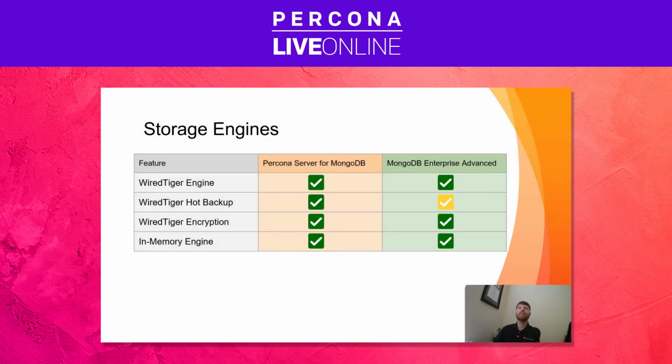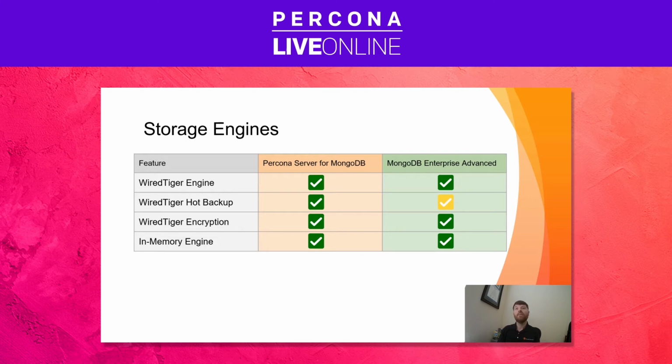So then the next enterprise feature we're going to discuss is storage engines. And sometimes I get asked about this. What's the difference in performance or storage engines between MongoDB Enterprise and Percona Server for MongoDB? Usually the answer to that is there's no difference really. The WiredTiger storage engine is the same, so you'll get that in both versions.